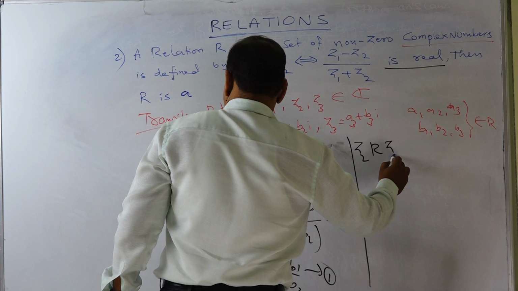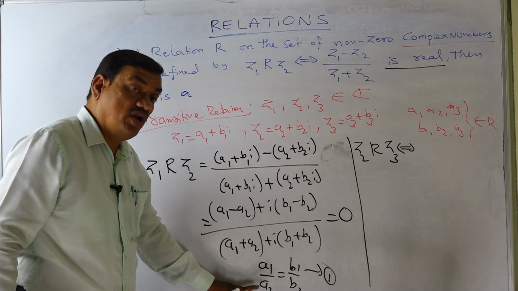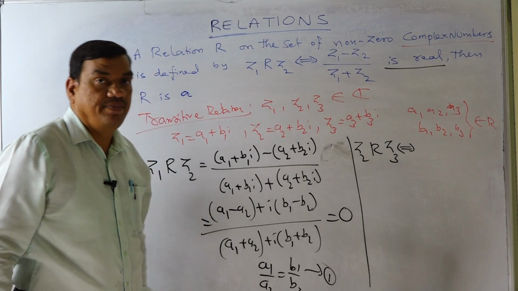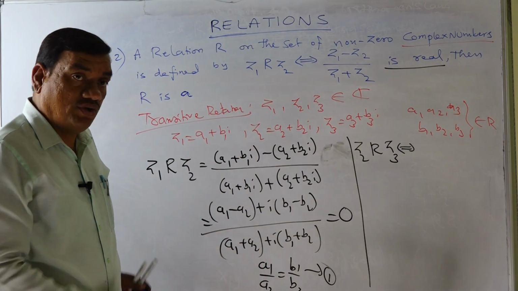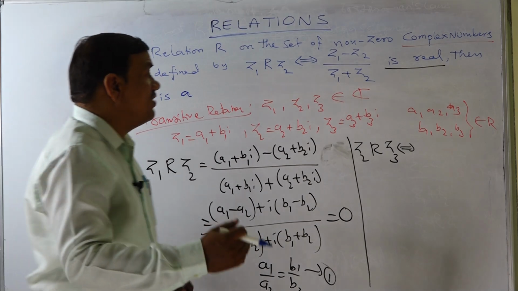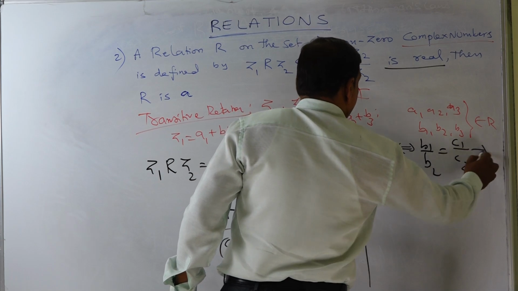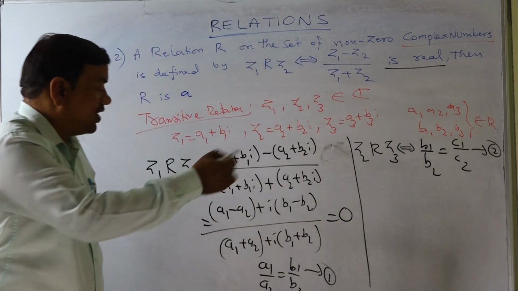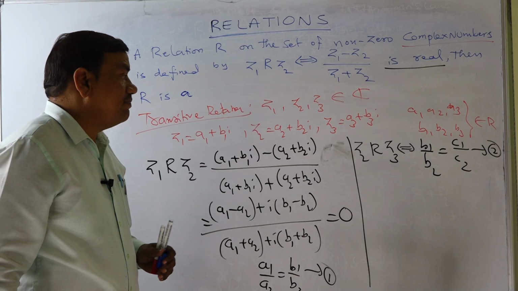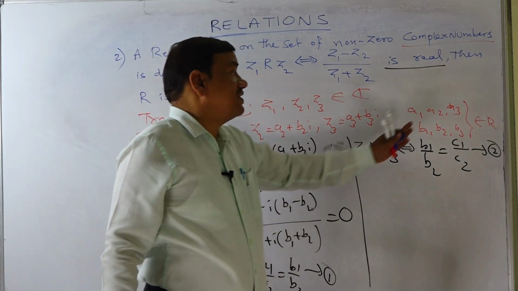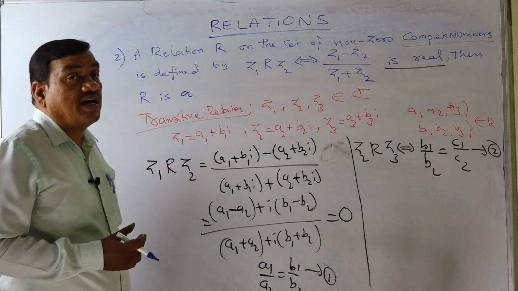Now Z2 related to Z3. If I have taken Z1 related to Z2, what have I got? A1 by A2 is equal to B1 by B2. If you simplify in the same manner, the same logic applies, and you will get B1 by B2 is equal to C1 by C2. Call it as 2. Now see from 1 and 2: A1 by A2 is equal to B1 by B2, and B1 by B2 is equal to C1 by C2. Here A1, B1, C1, A2, B2 are real numbers, and real numbers satisfy transitivity.